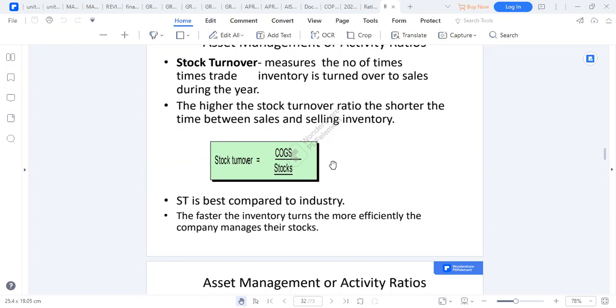So it's better you use the market rate. So if you have fast-moving inventory, it means you are more efficient. So when you're making your analysis, it's very important that you analyze it in terms of the market.